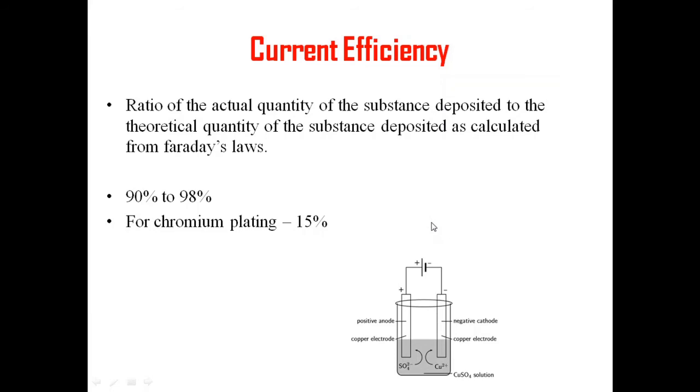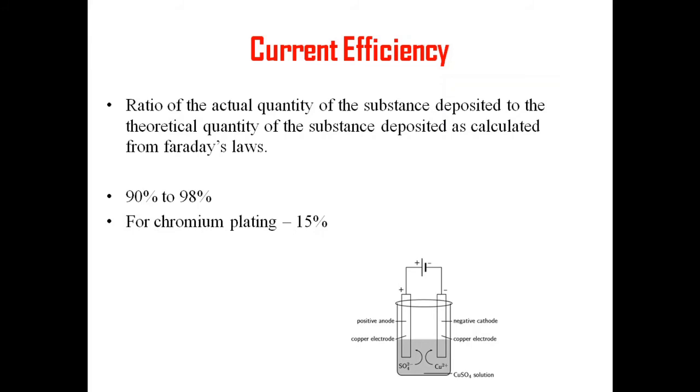The actual quantity of copper deposited divided by the theoretical quantity of copper deposited is known as current efficiency, right? Theoretically it will definitely be more than the actual practical value. That's why the efficiency varies from 90 to 98%. If you take chromium plating, its efficiency is very low, about 15%. I hope it is clear what current efficiency is: the actual value divided by the theoretical value of the substance deposited.